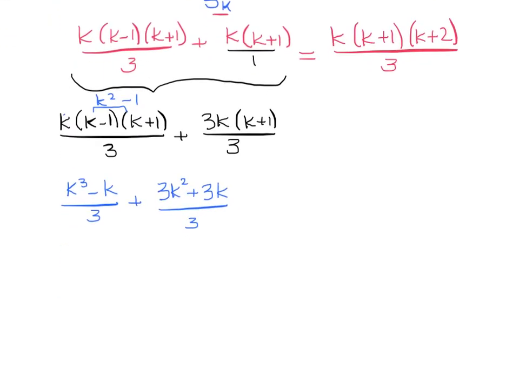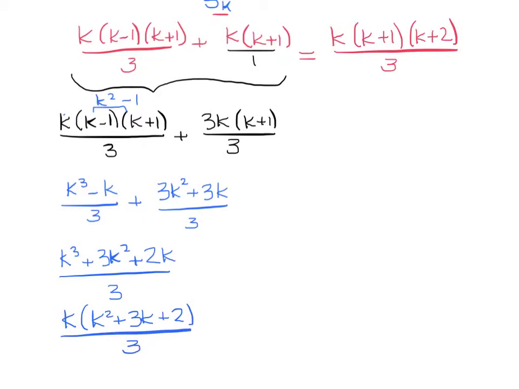And if I simplify that, now that I have two denominators that are the same, I can go ahead and add and subtract all the like terms. So I end up with k cubed plus 3k squared plus 2k, all divided by 3. And if I simplify this, I see I can factor out a k. So I have k times k squared plus 3k plus 2 divided by 3.